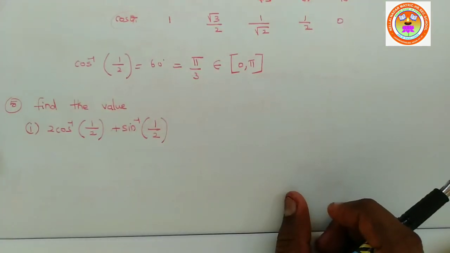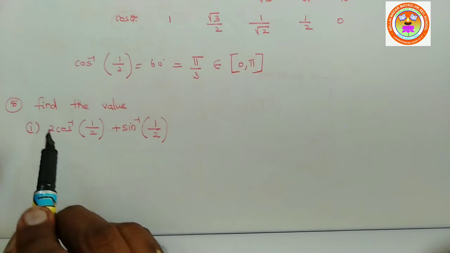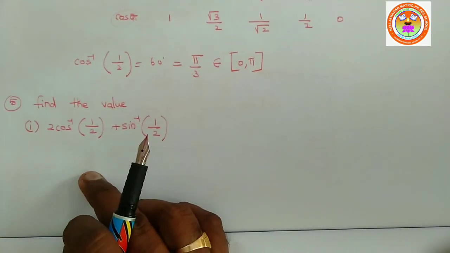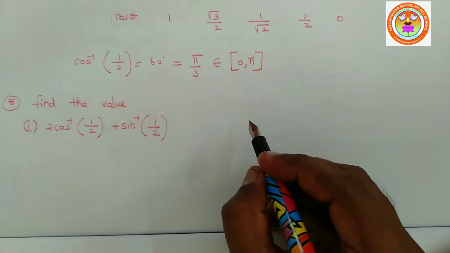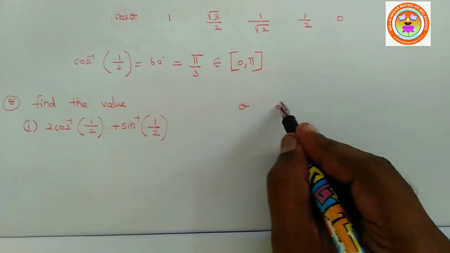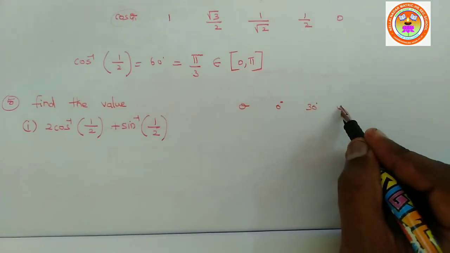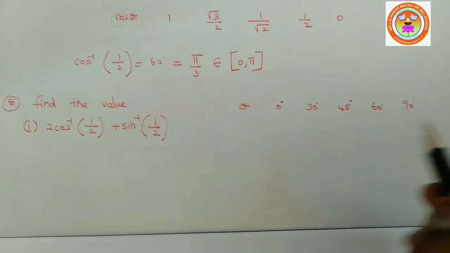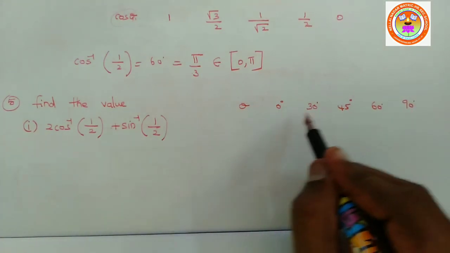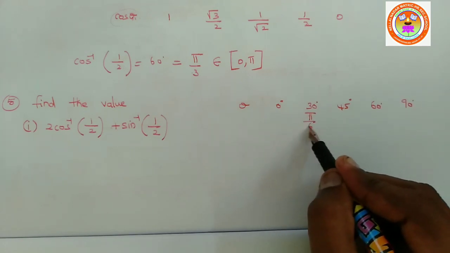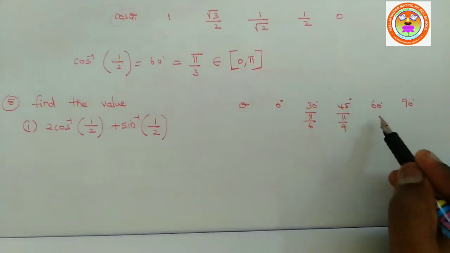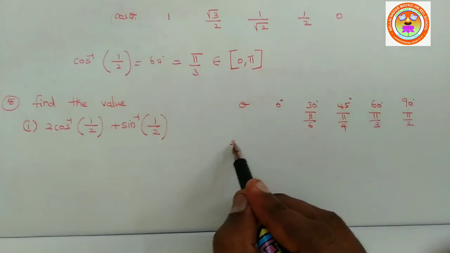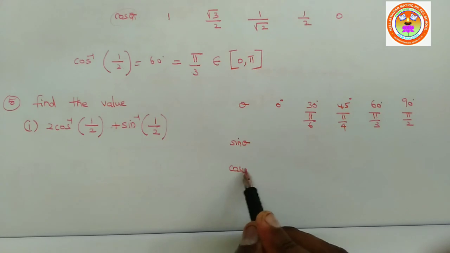Fifth sum. First subdivision. Find the value: 2 cos inverse of 1 by 2 plus sin inverse of 1 by 2. For this, first we need to know the table which we study in the lower classes. Theta 0 degree, 30 degree, 45 degree, 60 degree, 90 degree. This is an angle. We will give in radians: 30 is pi by 6, this is pi by 4, 60 is pi by 3, this is pi by 2. So first sin theta. Next we will show cos theta.